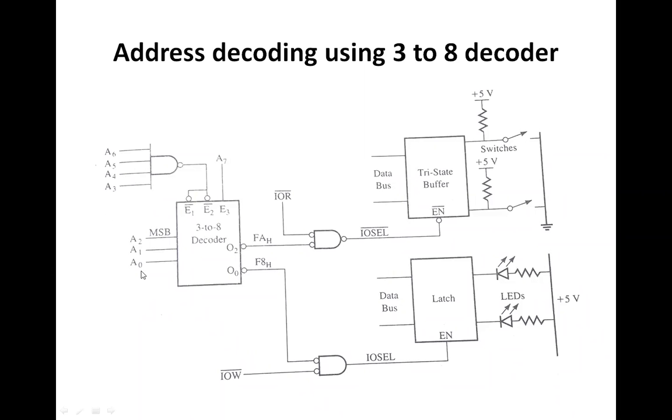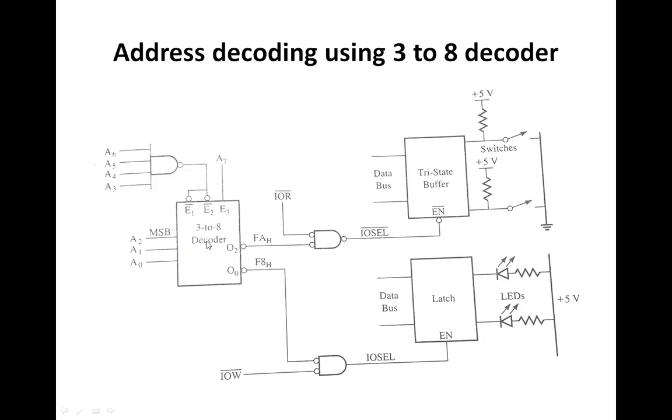The address lines A0 to A2 are used as the input of the decoder, and the remaining address lines, that is A3, A4, A5, A6, and A7, are used to enable the decoder, because A3, A4, A5, A6 are going to enable enable 1 and enable 2, and A7 is going to enable E3. So the address A7 is given directly. A7 should be connected to E3, so it should be 1.